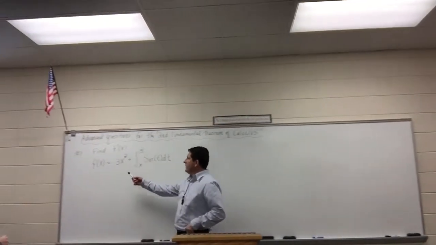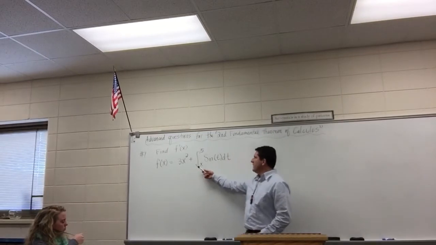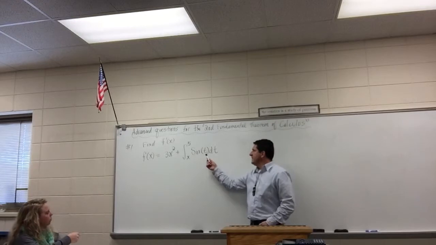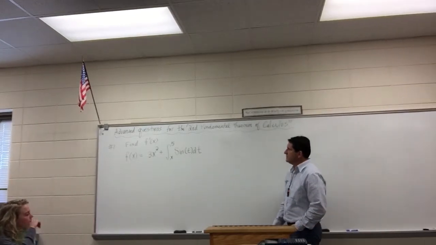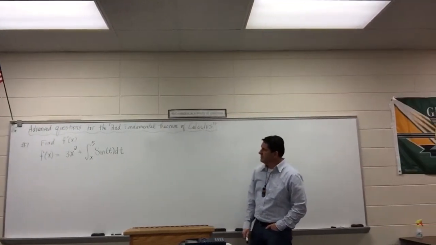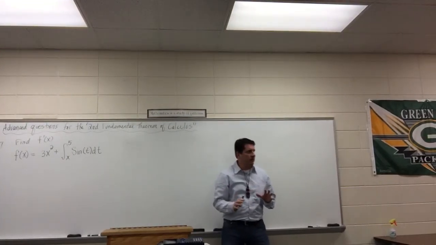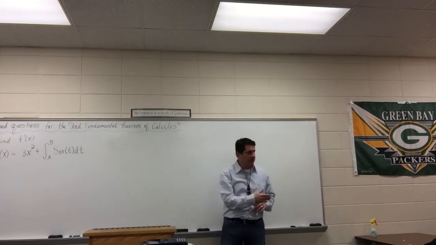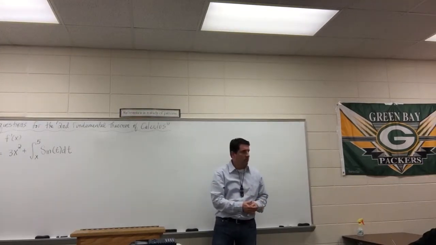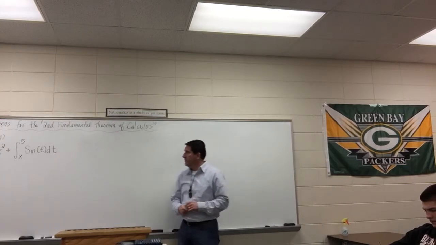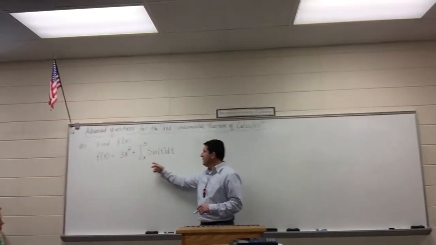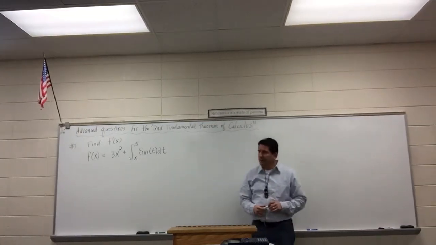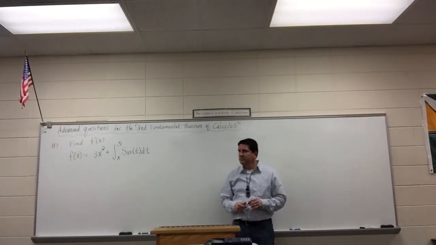So I'm giving you a function, f of x is equal to 3x squared plus the integral from x to 5 of the sine of t dt. Now, from the outright, I want to make sure that you understand why you have to use two separate sets of variables. Why do I have x's and then all of a sudden I have t's in the function over here? Any guesses why we have to do that?